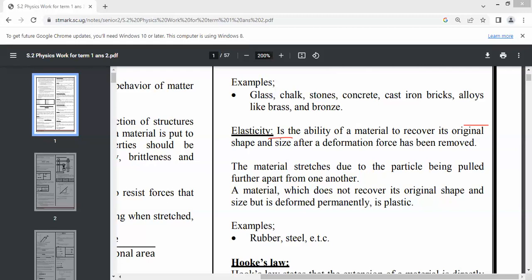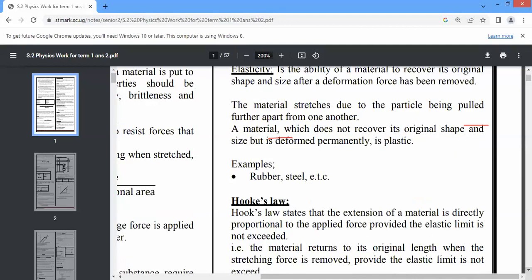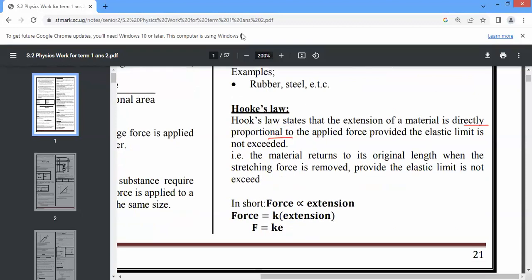Now, these elastic materials lead us to what we call Hooke's law. So can someone read for us the statement of Hooke's law? How do we state it? Anyone to read for us? Participants, hands up. Erima.